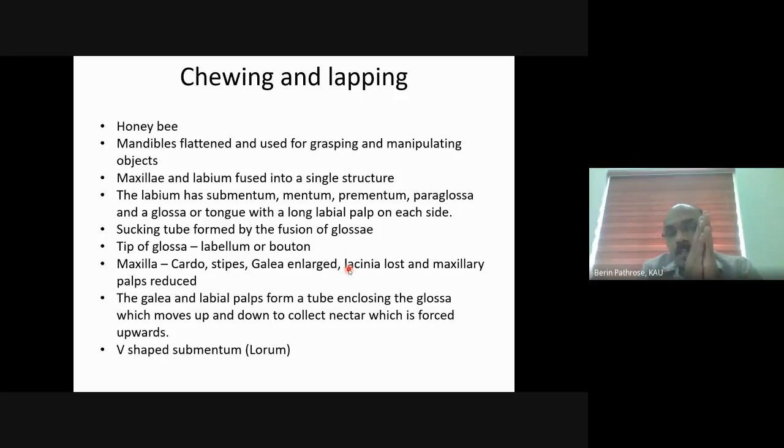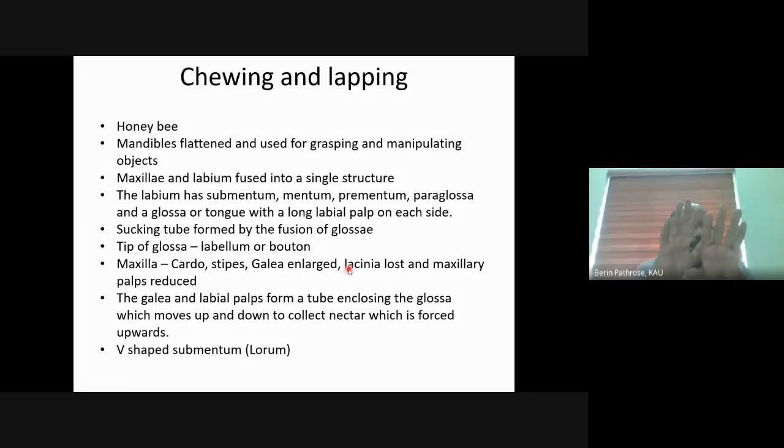For that preparation of honeycomb, it uses these flattened mandibles. And the maxillae and labium are fused into a single structure, formed in order to suck the honey or the nectar. First we will discuss the labium.